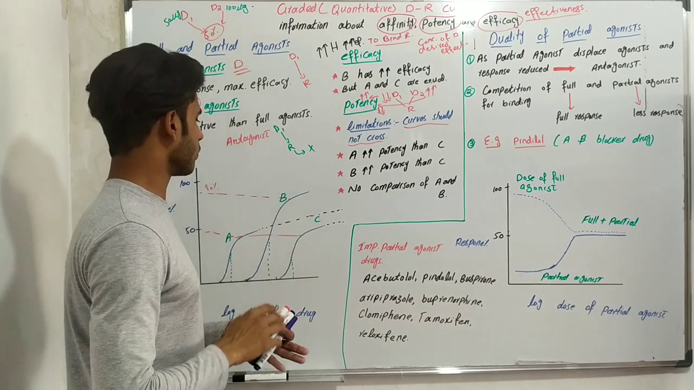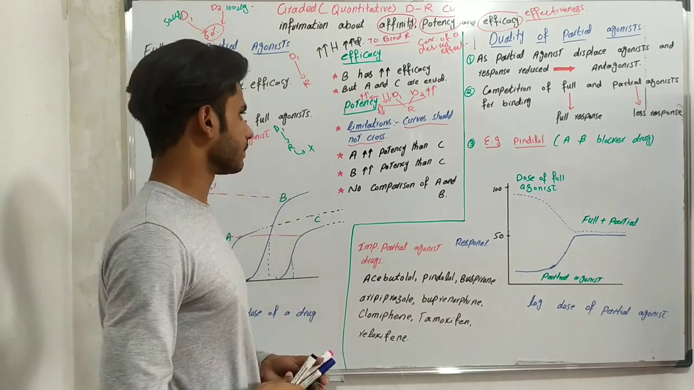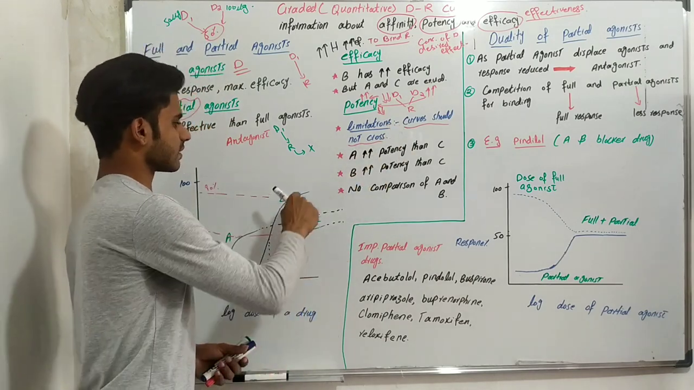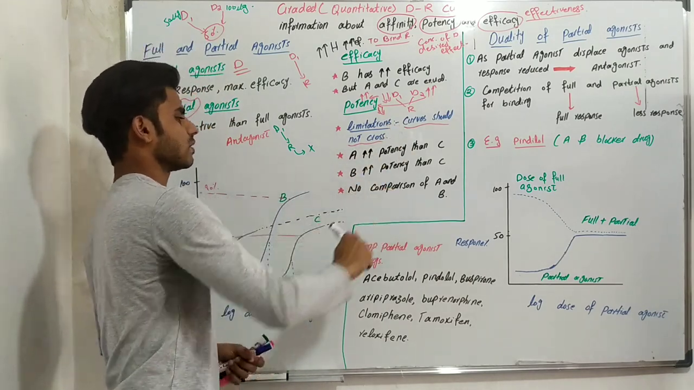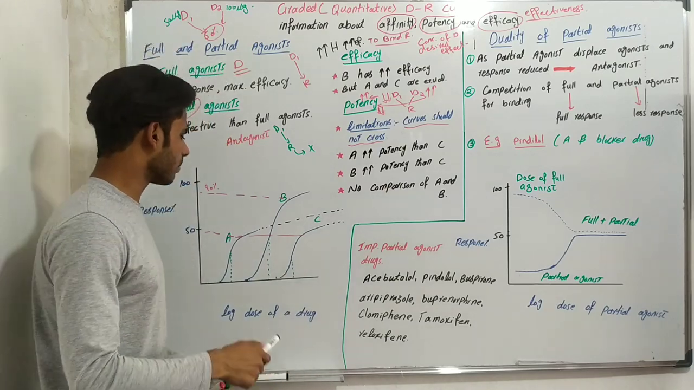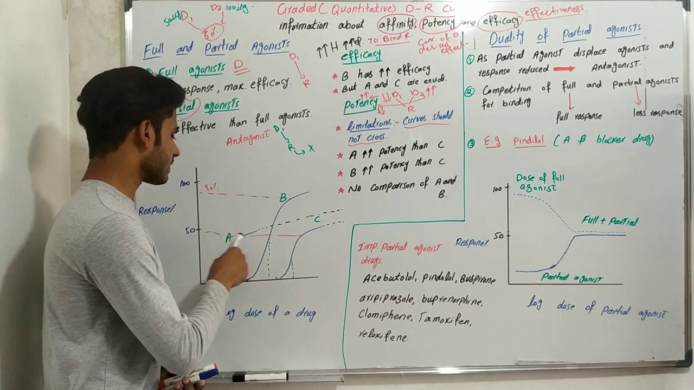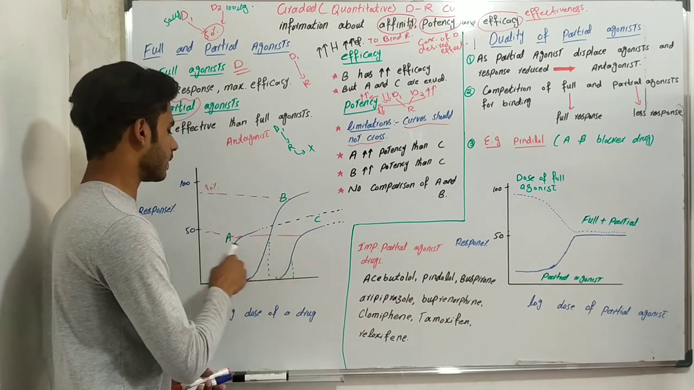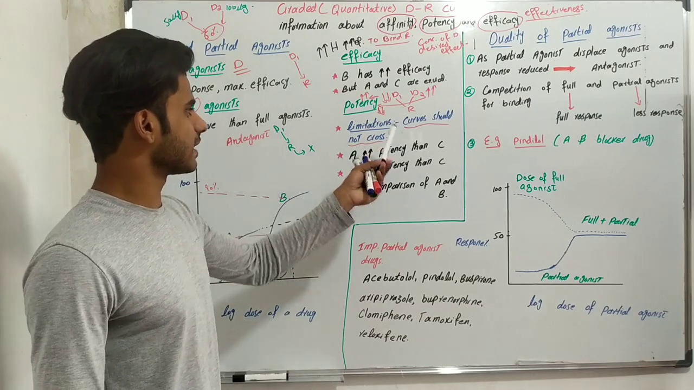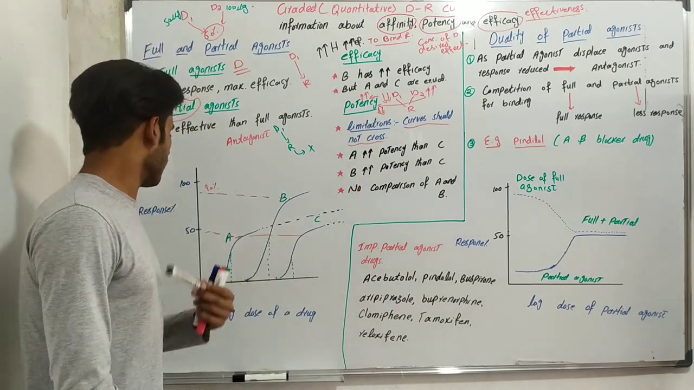Now we will compare B and C, that is, the comparison of potency between B and C. First check the limitation that curves should not cross. Are the curves crossing? No, it is moving here, so the curves are not crossing. So we are able to check. And in a quick manner, which one is closer to the y-axis? B is closer to the y-axis as compared to C. So B has the greater potency because it is closer to the y-axis.